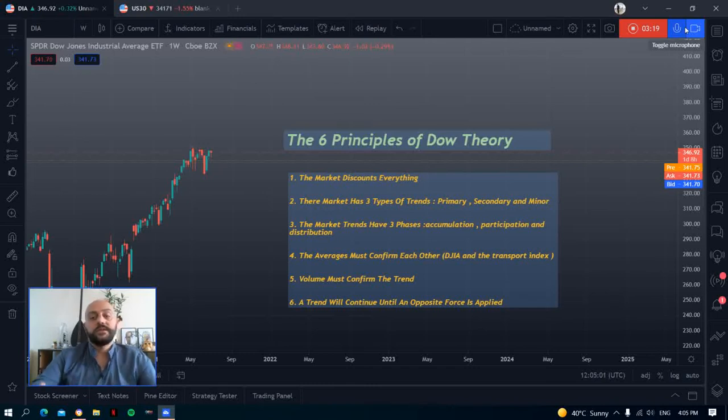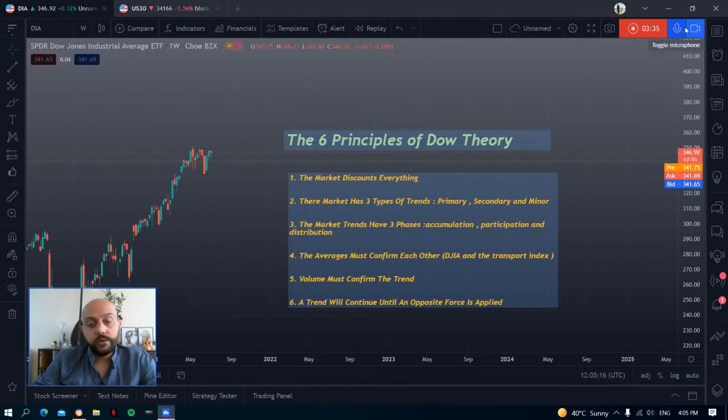So what he thought is that when one of the indexes, either the Dow Jones Industrial Average or the Transport Index, is reaching a new high, the second one must reach a new high. They don't have to go in sync, but they must move together.